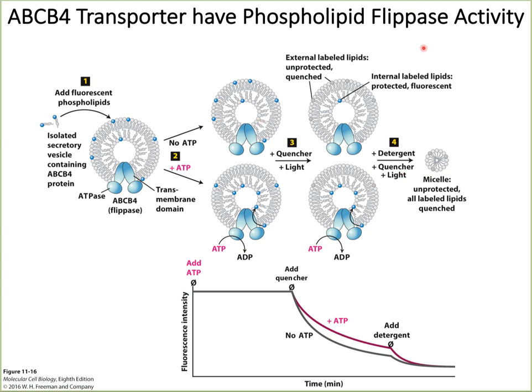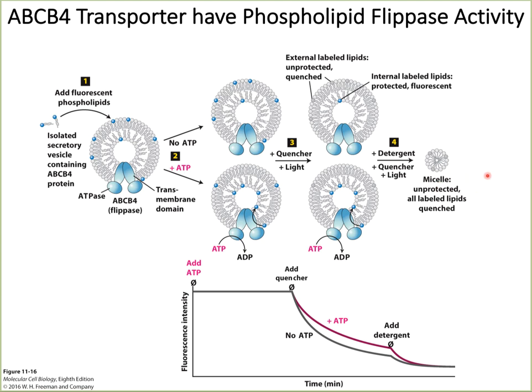In step 3, a non-membrane-permeating dithionite destroys the fluorescence of fluorescent head groups exposed to the medium. So only the labeled phospholipid flipped into the inner leaflet will preserve fluorescence, and all the ones on the outer leaflet will be quenched, having no fluorescence. So the greater fluorescence, or less quenching, observed in the presence of ATP than in its absence indicates ABCB4 has flipped some of these labeled phospholipids to the inside leaflet, which were not quenched by dithionite.